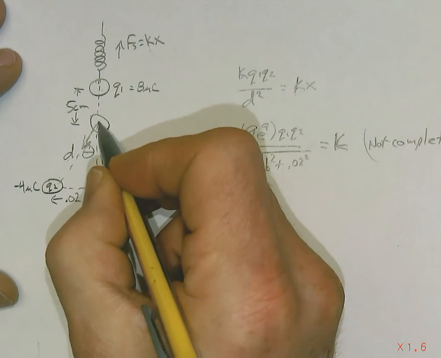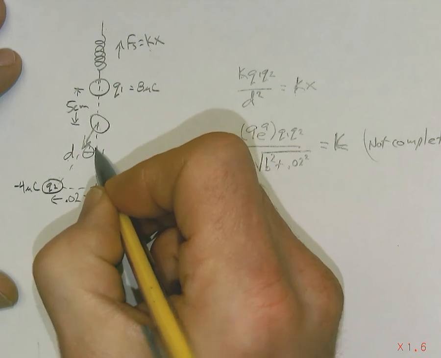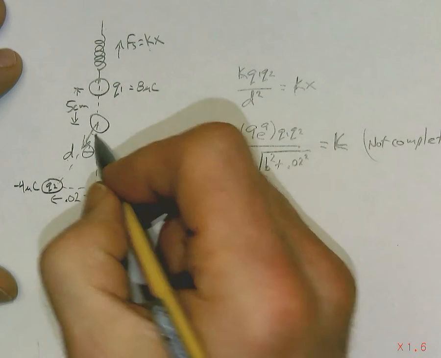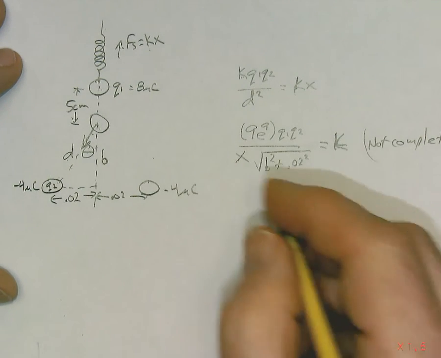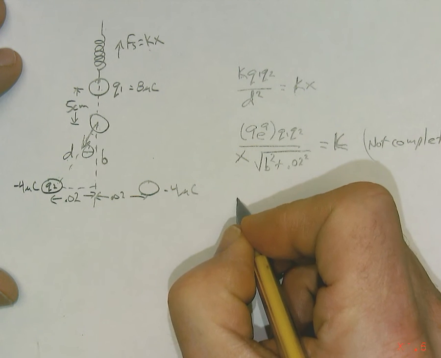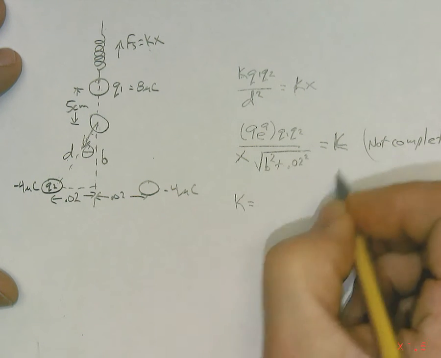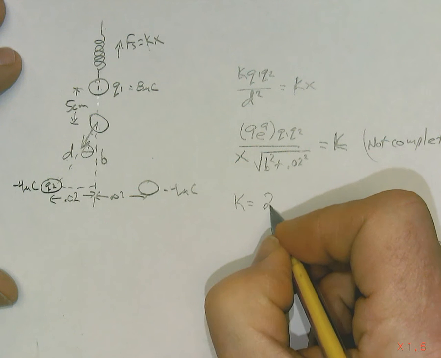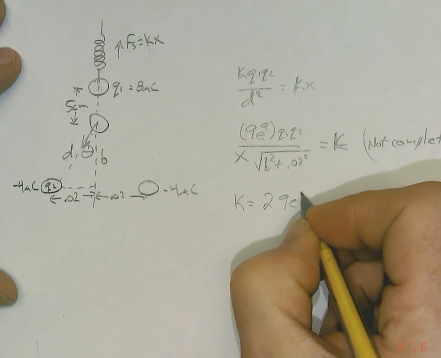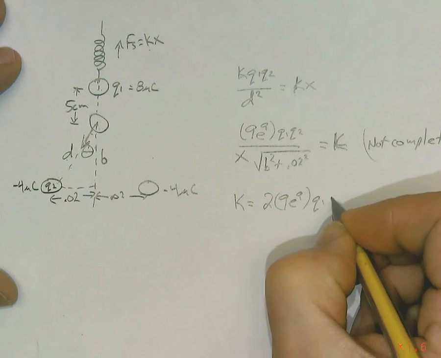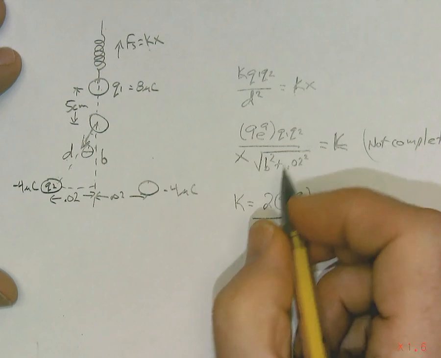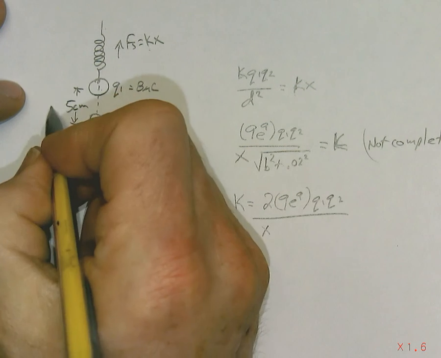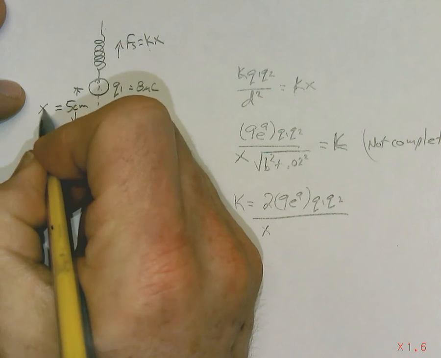This is the direction of the electrical force. We need the vertical component of that, and we've got to double it for the other side. So what we really need is this: k is equal to, we've got to double this, 2 times 9e9, q1, q2 over x. By the way, this is equal to x.